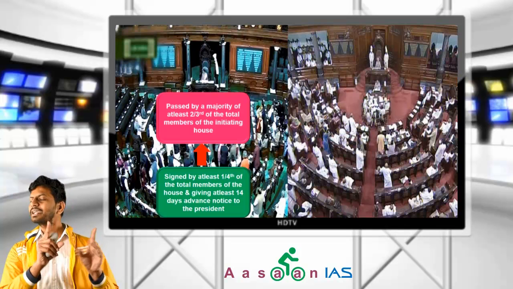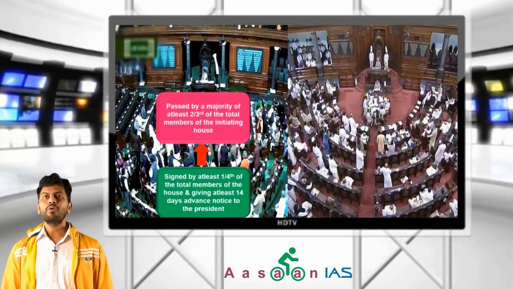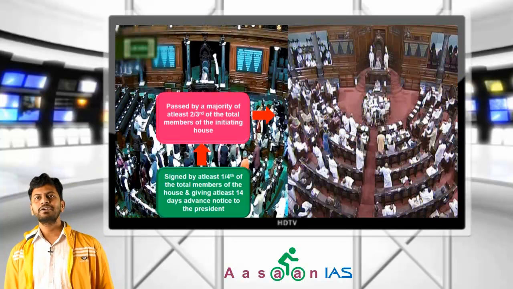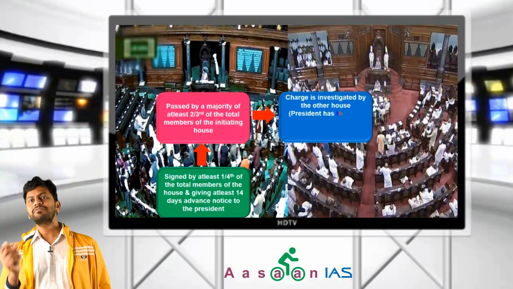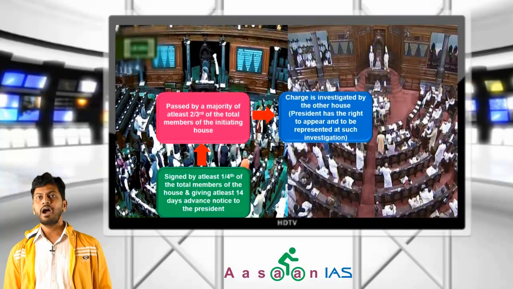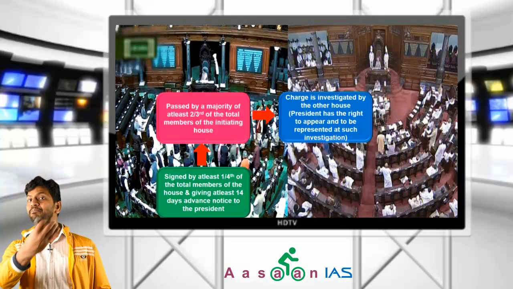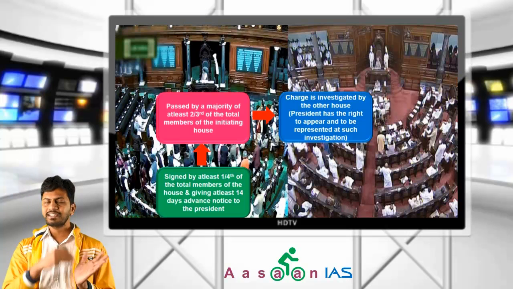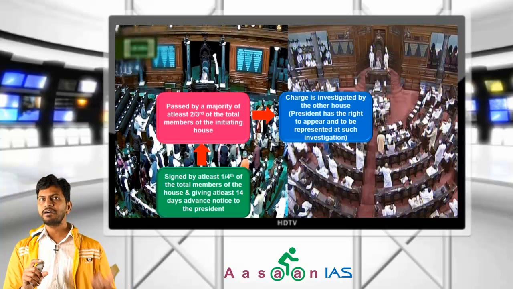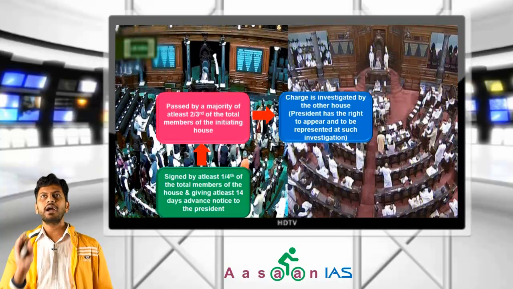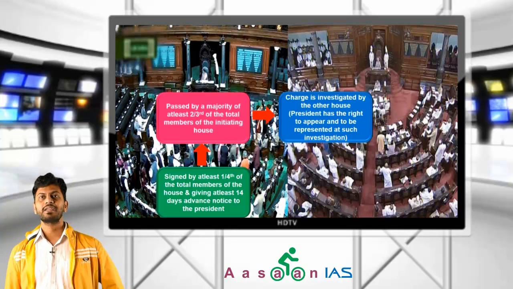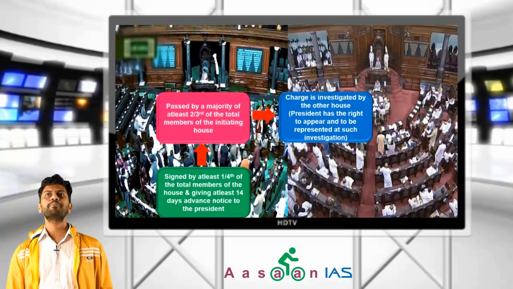That means एक house से हो गया. Now it will be sent to the other house. Don't think वहां भी पास हो गया तो impeach हो गया, नहीं. First the other house will investigate the charge. On what ground you want to impeach? उसने सही किया, गलत किया या नहीं, has he violated the provisions of the constitution, it will be investigated. So the charge is investigated by the other house. Even the president has the right to appear and to be represented at such investigation. He also can see what is going on.